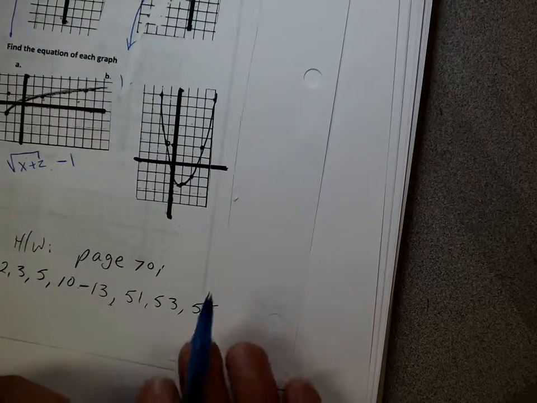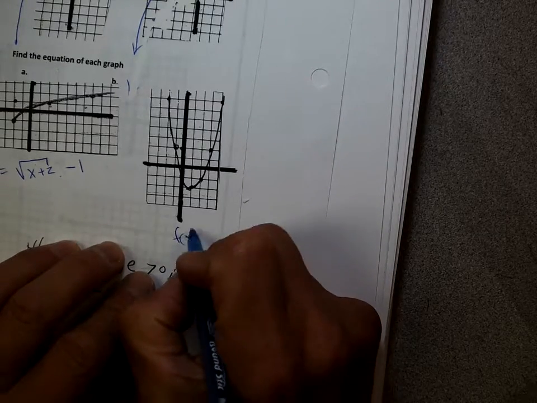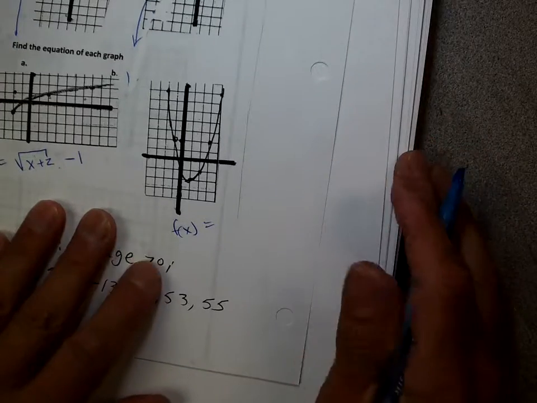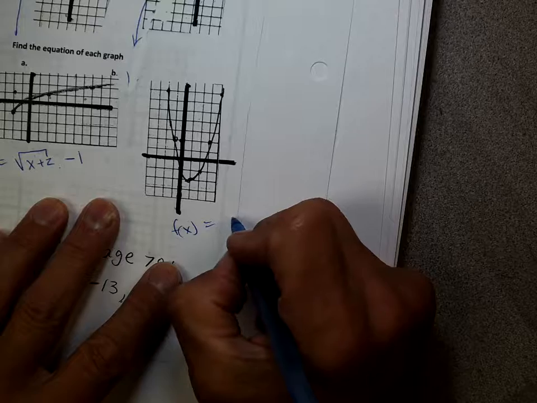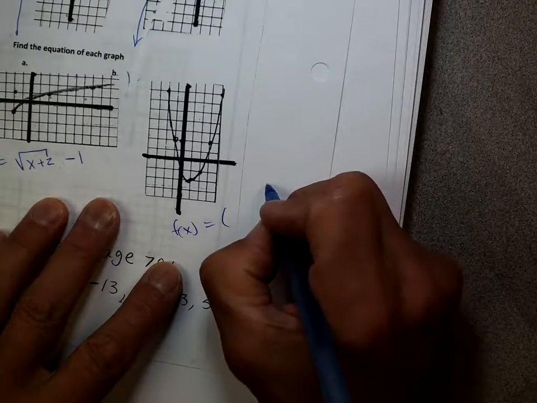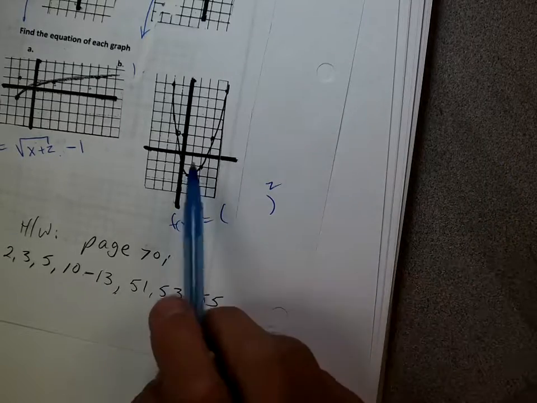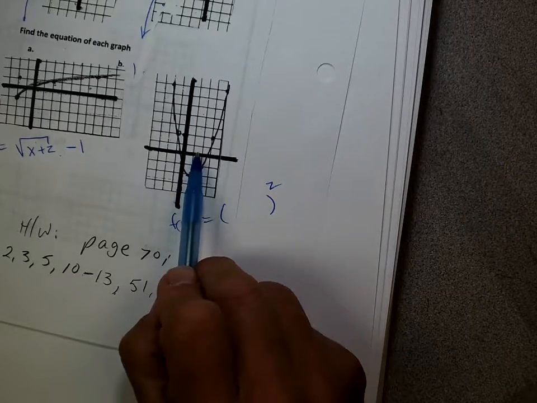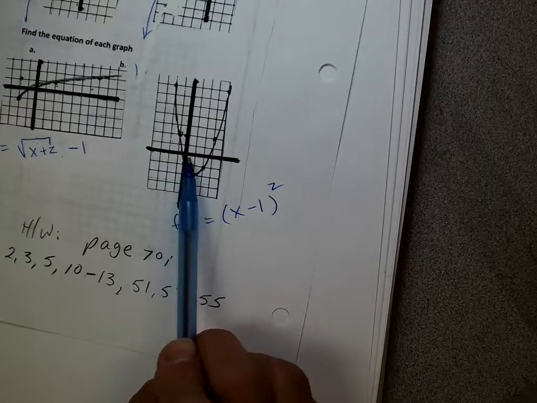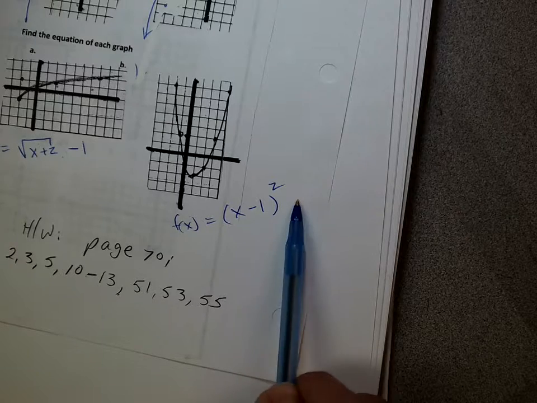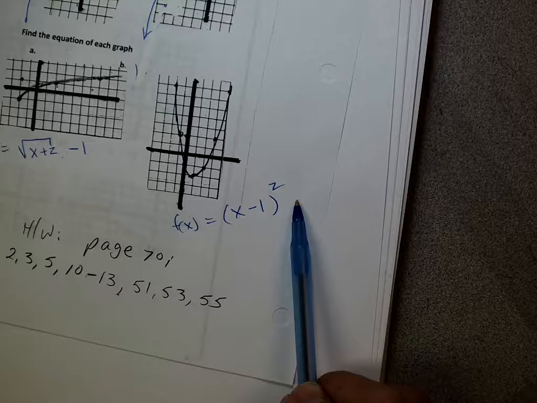All right? How about the last one? F of x equals, what's the parent function? It's an x squared, right? Okay, it's an x squared. X -1 is totally right because it's the opposite, right? We went forward 1, and then what's on the outside? -2. Minus 2 is right.